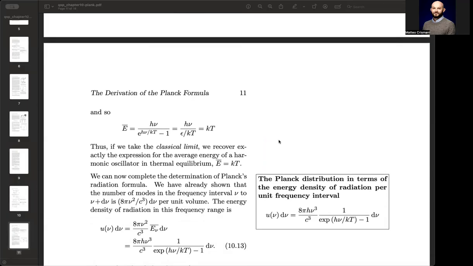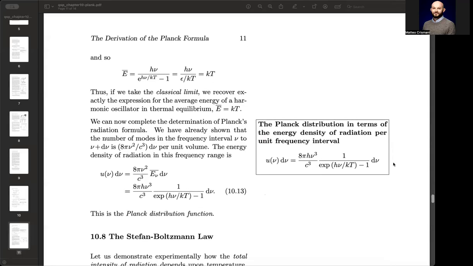Okay, so now we're almost there. We have this definition of E of nu as a function of nu here, and we're going to use this definition in this differential. So here's your nu squared. This h nu on the top is going to become h nu cubed. And on the bottom, this is the piece that you're going to do the integration with. So here is your Planck distribution function, right? You wonder where this thing comes from?